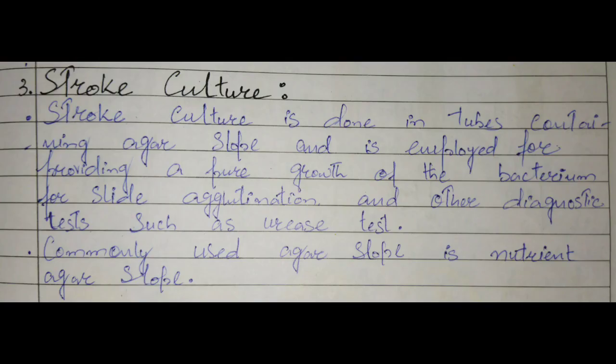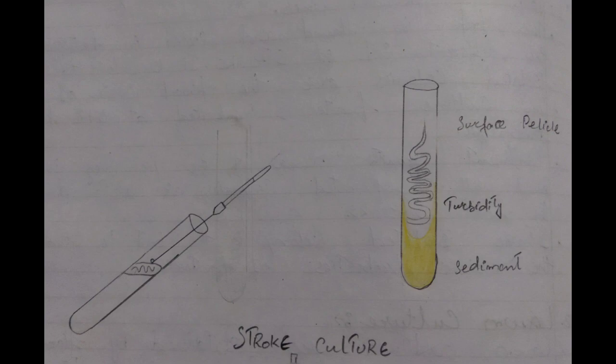Stroke culture देखेंगे. Stroke culture is done in tubes containing agar slope and is employed for providing a pure growth of the bacterium for slide agglutination and other diagnostic tests such as urease test. Commonly used agar slope is nutrient agar slope.